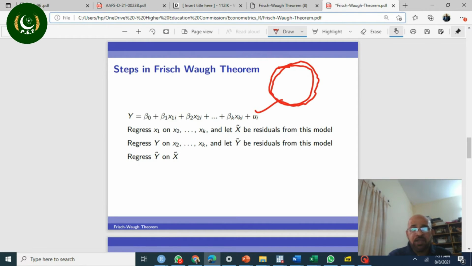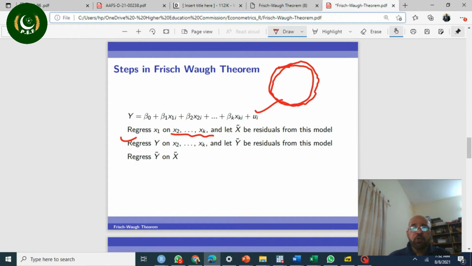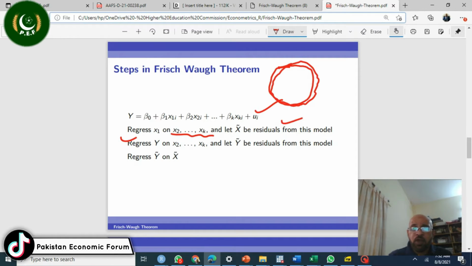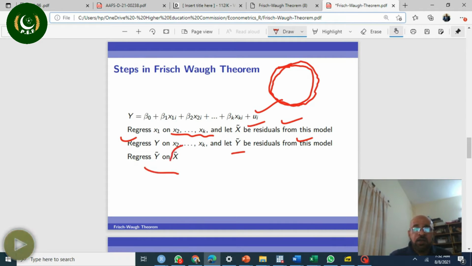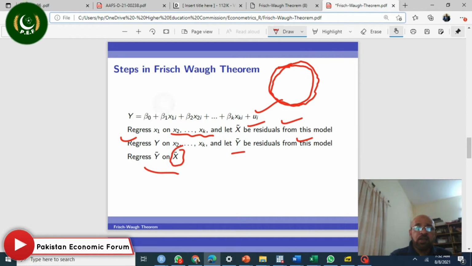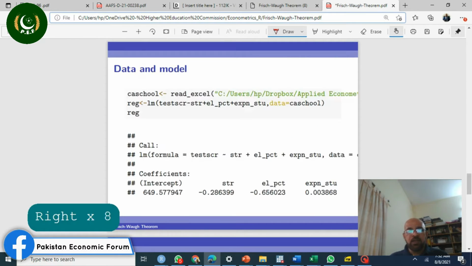Regress x1 on x2 through xk, so the effect of x2 through xk is taken away, and then regress y on x2 through xk, so their effect is taken away from y too. Now these are the residuals from step 1 and the residuals from step 2. Regress these residuals on x tilde. The coefficient on x tilde will be the same as the coefficient beta 1 calculated in the multiple linear regression model. That's what I have done in R.